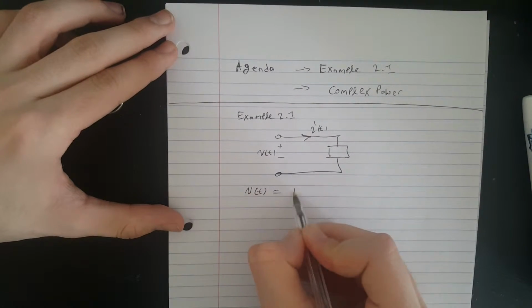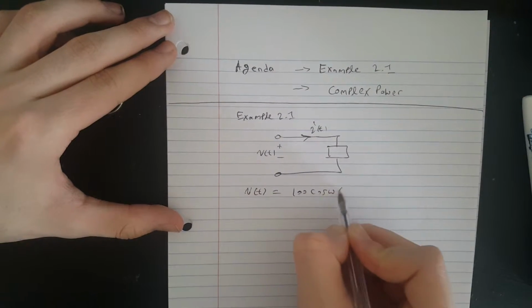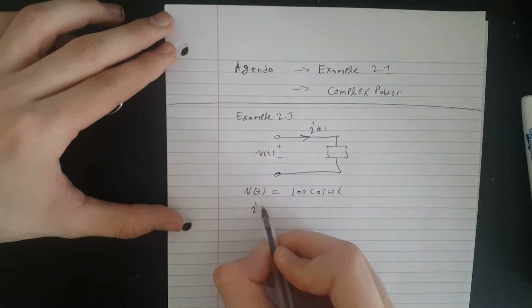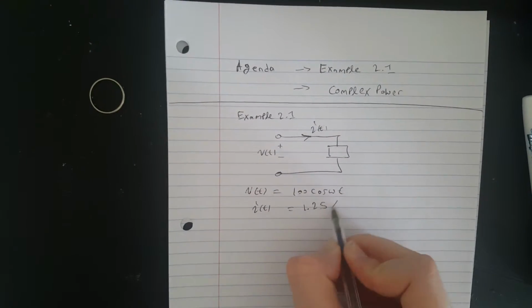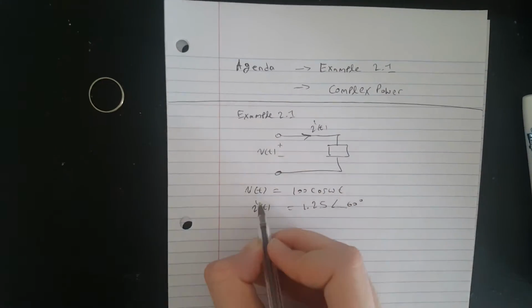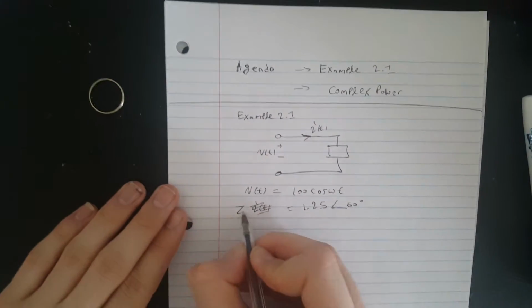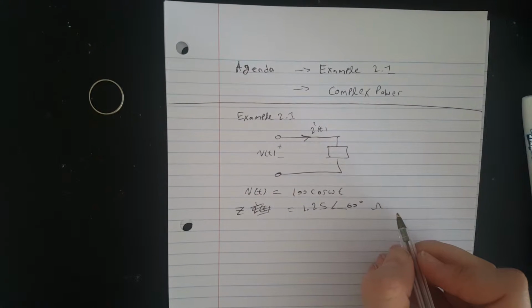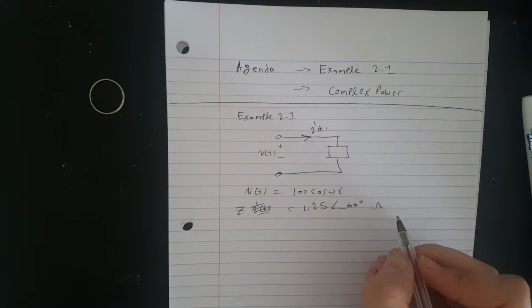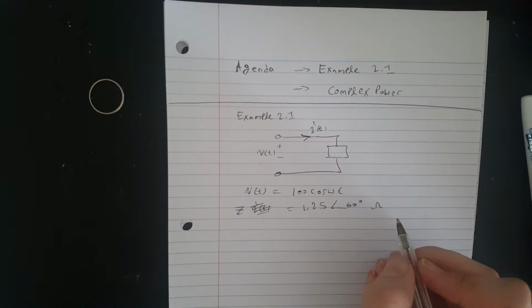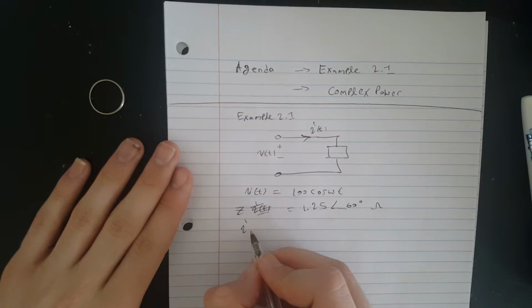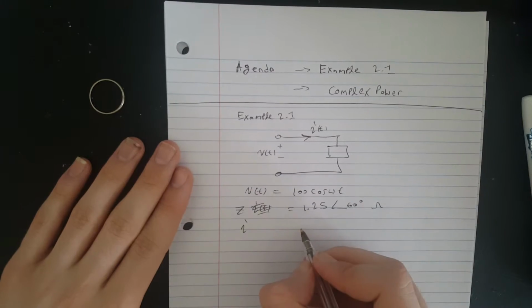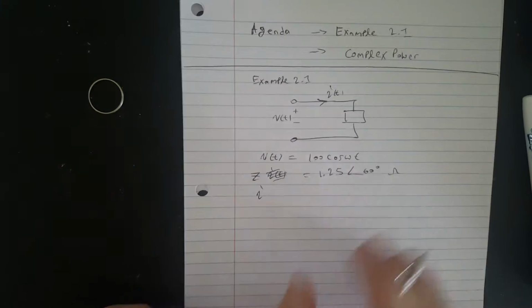The voltage, which is a function of time, is 100 cosine of omega t. And they tell you that the impedance is 1.25 with an angle of 60 degrees, ohms. My bad, it's the impedance. And now, the next thing they want you to do is find the current, and find the instantaneous power.